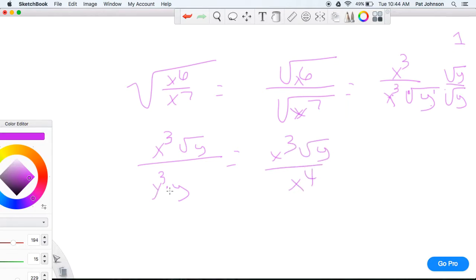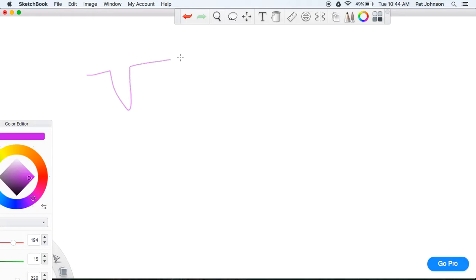And this is where we have to know our product rule of exponents. 3 plus 1 is 4. This is a y, sorry. And there's your answer. So let's look at another one, a little bit more complicated. We have the 4th root of 6 over the square root of 5x. I personally like to separate it.